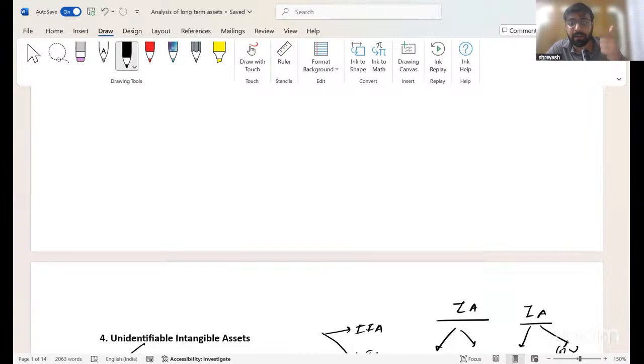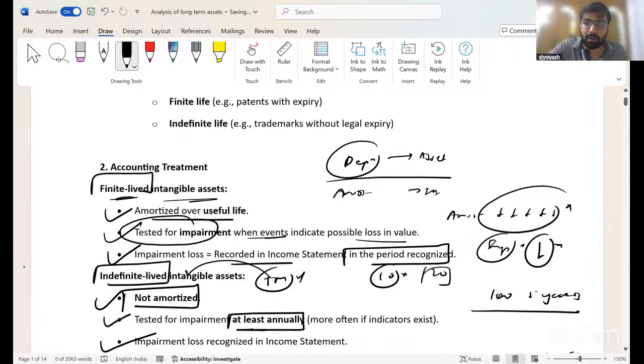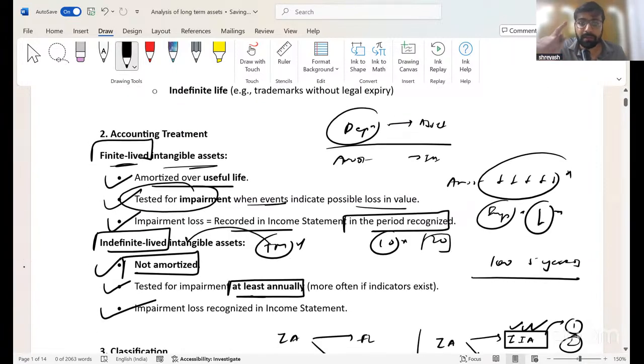It can either be finite or infinite, and it can either be identifiable or unidentifiable. Whenever an intangible asset is finite, you have to amortize it, and also you have to check for impairment if indicators exist. Amortization and impairment are two different things, but ultimately they both result in a decline in the value of the asset. It can also be infinite. An intangible asset with infinite life should not be amortized, but it can be tested for impairment annually, that is at least, and sooner if indicators exist.